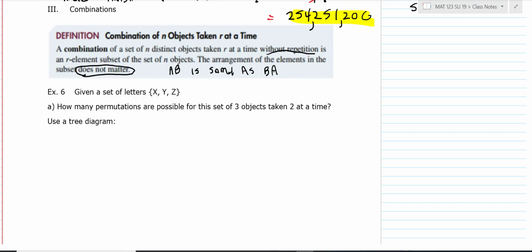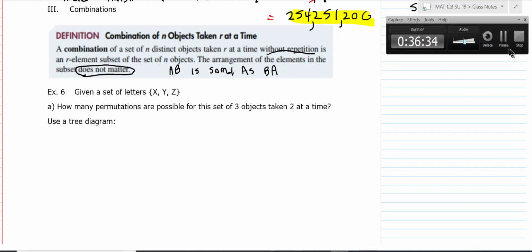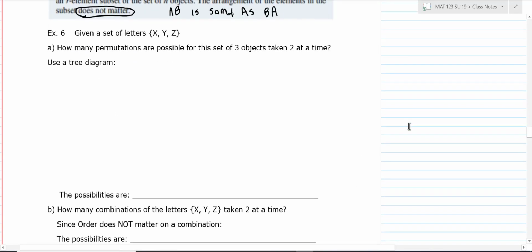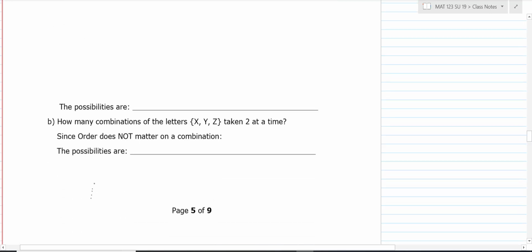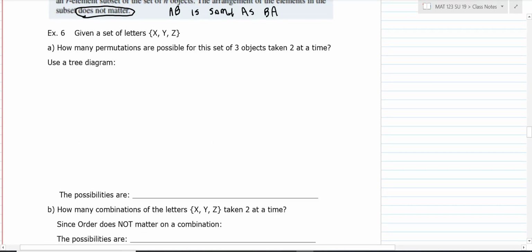Okay, so in this particular problem, we're going to do a tree diagram, and I'll show you how this makes this a little bit different. So we're going to go ahead and start this out with a permutation, and then down here in part B, I'll show you what we do with the combination. We're going to redo the problem that we just did a while ago. We're going to do 3 letters taken 2 at a time. Let's just get this put together.